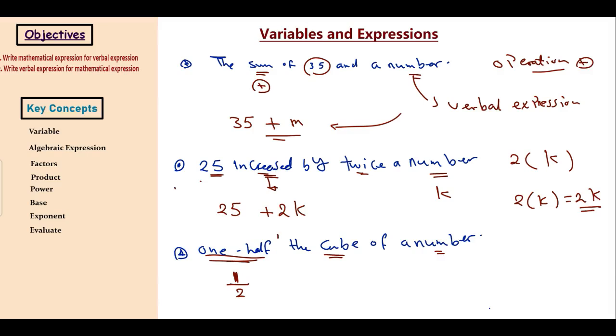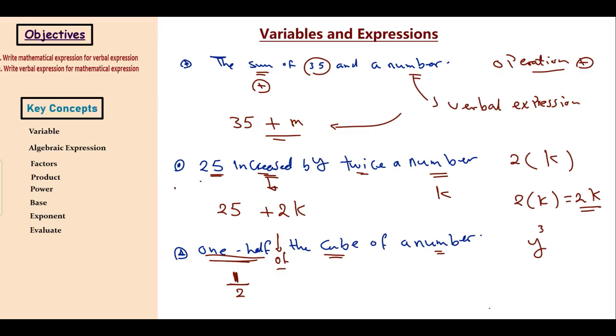So we miss the word here, the word of. So we're gonna try to find the half of a cube of a number. So we have a number, we don't know what number it is, so we can use any letter to express it as a variable. I'm gonna use letter Y, and this number cubed means to the power 3.